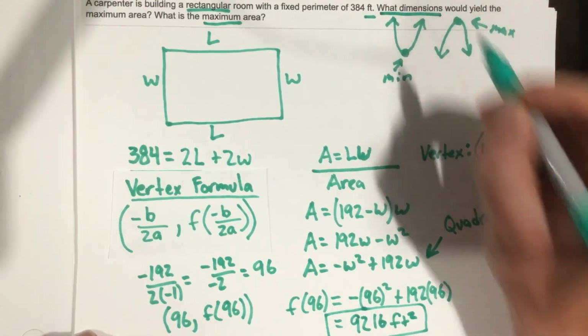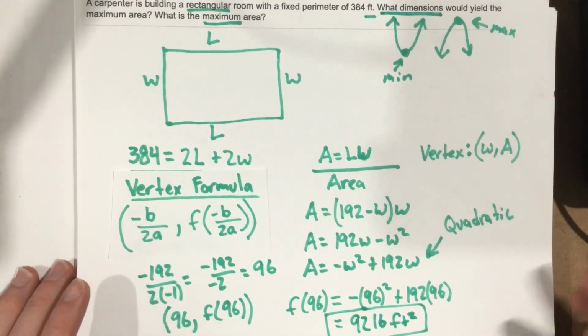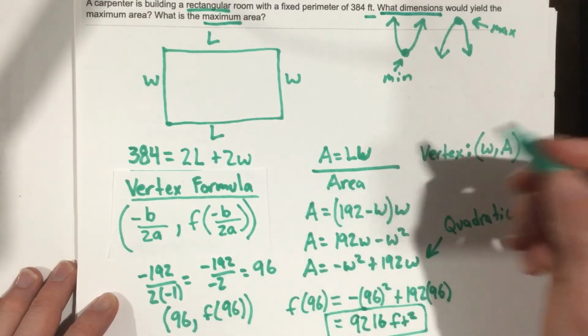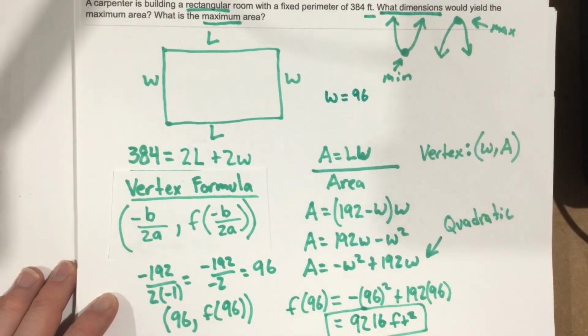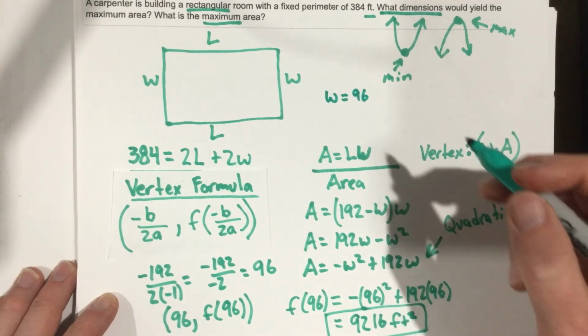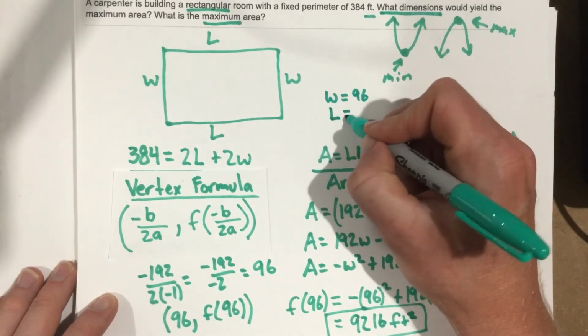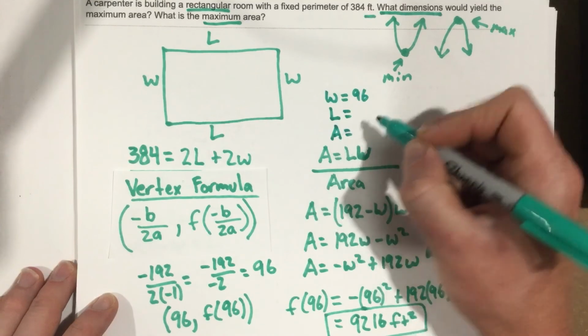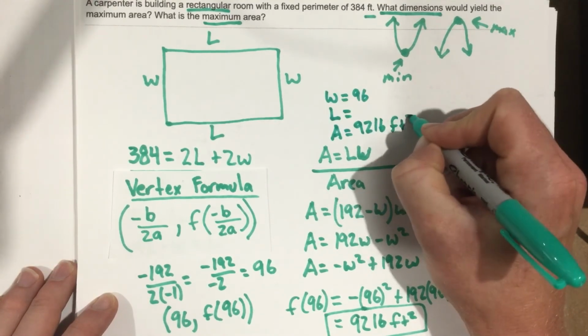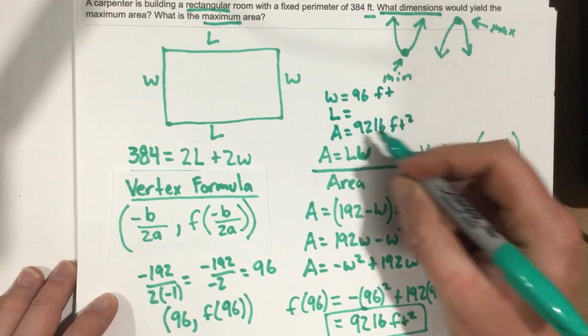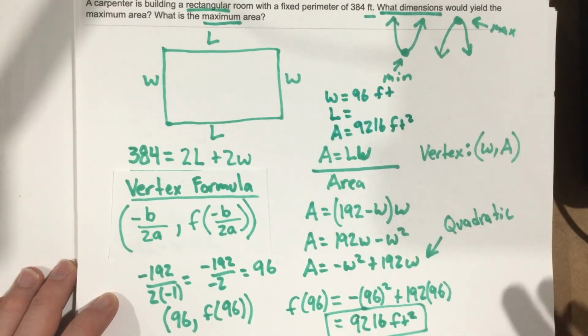Do they ask? Oh, they do ask for the dimensions. I missed that part. So it says, what dimensions? Well, I have the width, right? So I'm going to write all this up here. The width is 96. We need to find the length. We know the area, which is 9,216 feet squared. Well, if the width is 96 feet, what's the length?